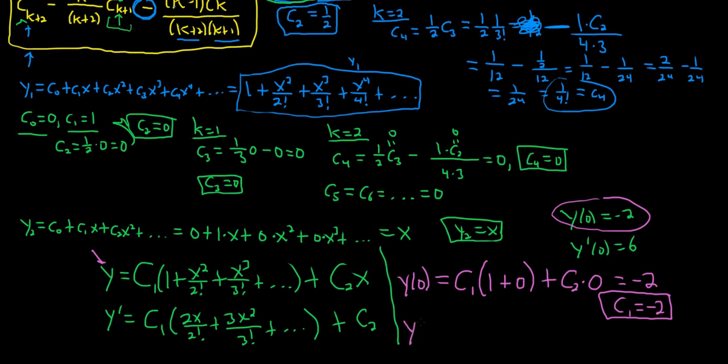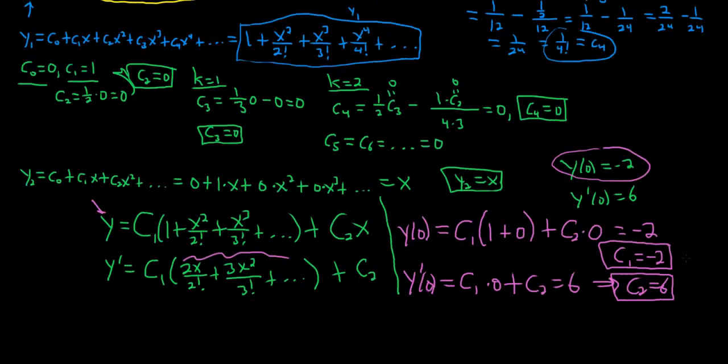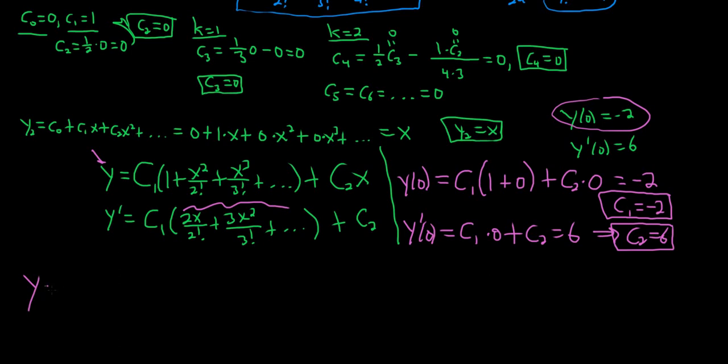And then y prime of 0, this is nice because everything here is 0 right after the c1. So times 0 plus c2, that's equal to 6. And hurrah, c2 is equal to 6. So now we can plug them back in and see what happens. So y is equal to c1 which is -2, times 1 plus x squared over 2 factorial plus x cubed over 3 factorial plus dot dot dot, plus c2 which was 6, so 6x.